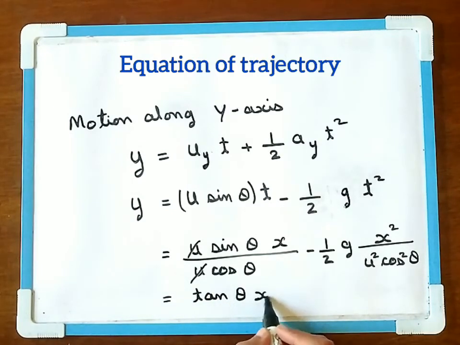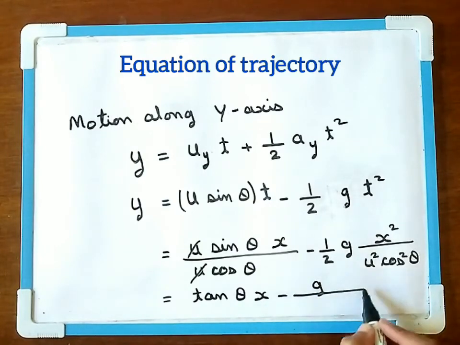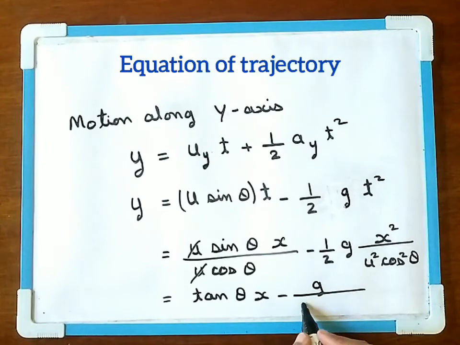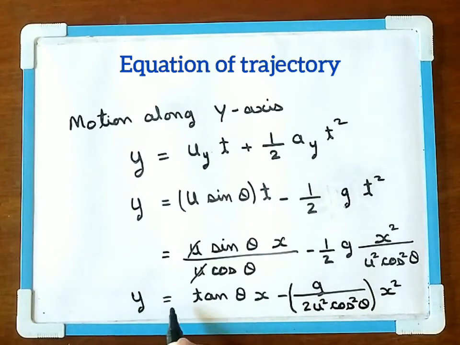So we have tan theta x minus half, well, I'll just write this in the neat form, g over 2u square cos square theta, then into x square. So y is equal to tan theta x. Tan theta is a constant. x minus g divided by 2u square cos square theta, and then again this also is a constant. So here this is the equation of trajectory, and this equation is an equation of parabola. So hence the motion of a projectile is a parabolic path. The path followed by the projectile is a parabola.